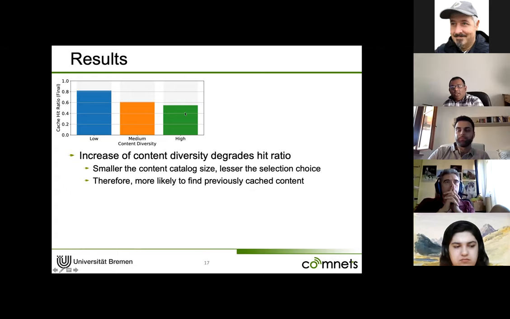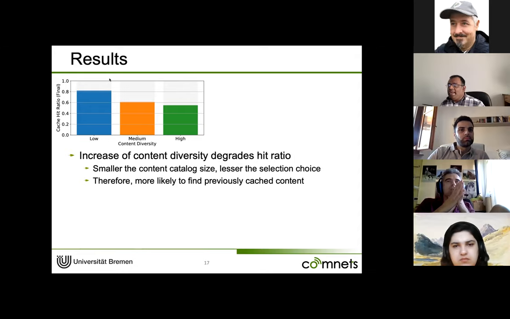When the content catalog is very diverse, the requests are all random, so there is more space to request from. That means it is highly likely that many of the contents have not been cached, so they have to go all the way to the content server to get the content. This is what we refer to as content diversity, how much content you have. The requests try to pull this content, and along the way there might be many misses, because the core routers in the middle might not have cached this content.